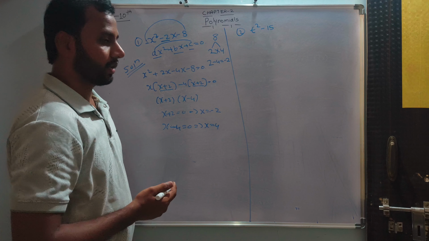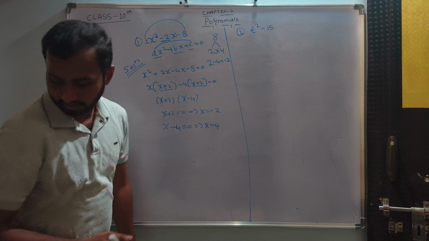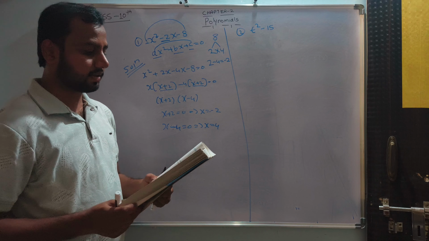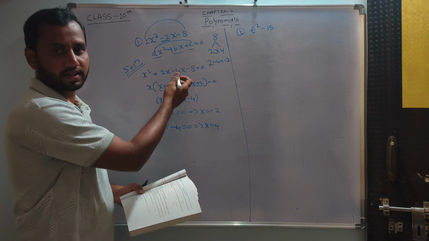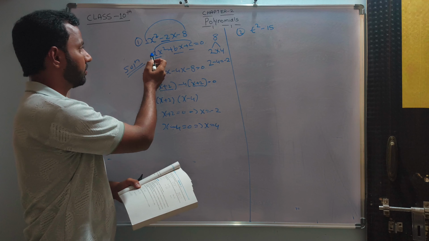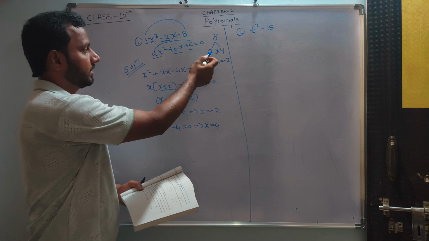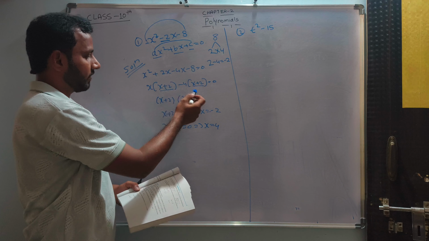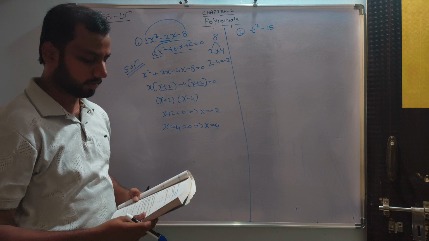In chapter 2, exercise 2.2, the questions they will be asking you: find the zeros of the following quadratic polynomial. Zeros means you have to solve by the factorization method, that is multiplying the coefficient of x square with the constant term and writing down the factors of 8, that is 2 into 4. If I add or subtract, I should get minus 2. Then after solving, I got x value as minus 2 and 4. These are the zeros of the polynomial.